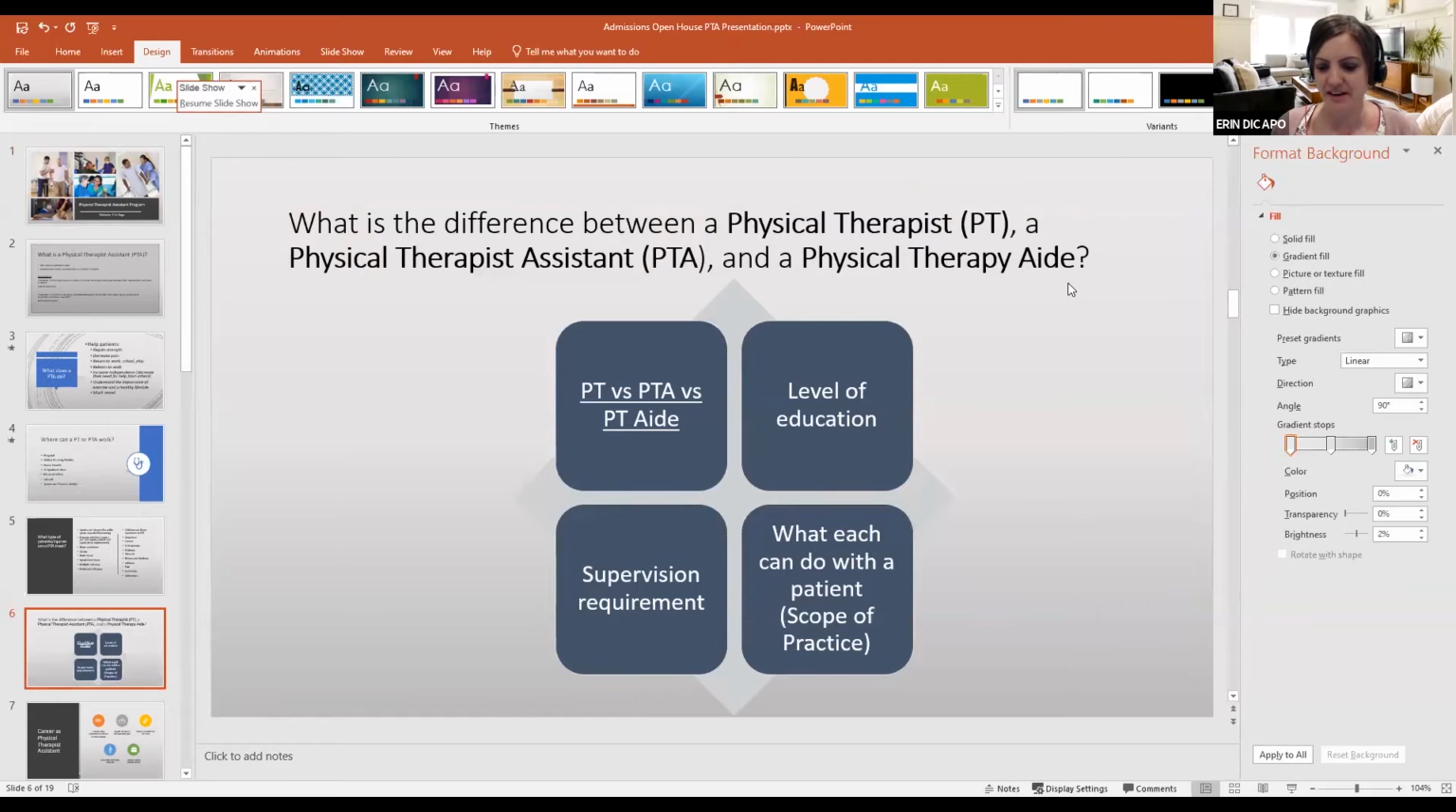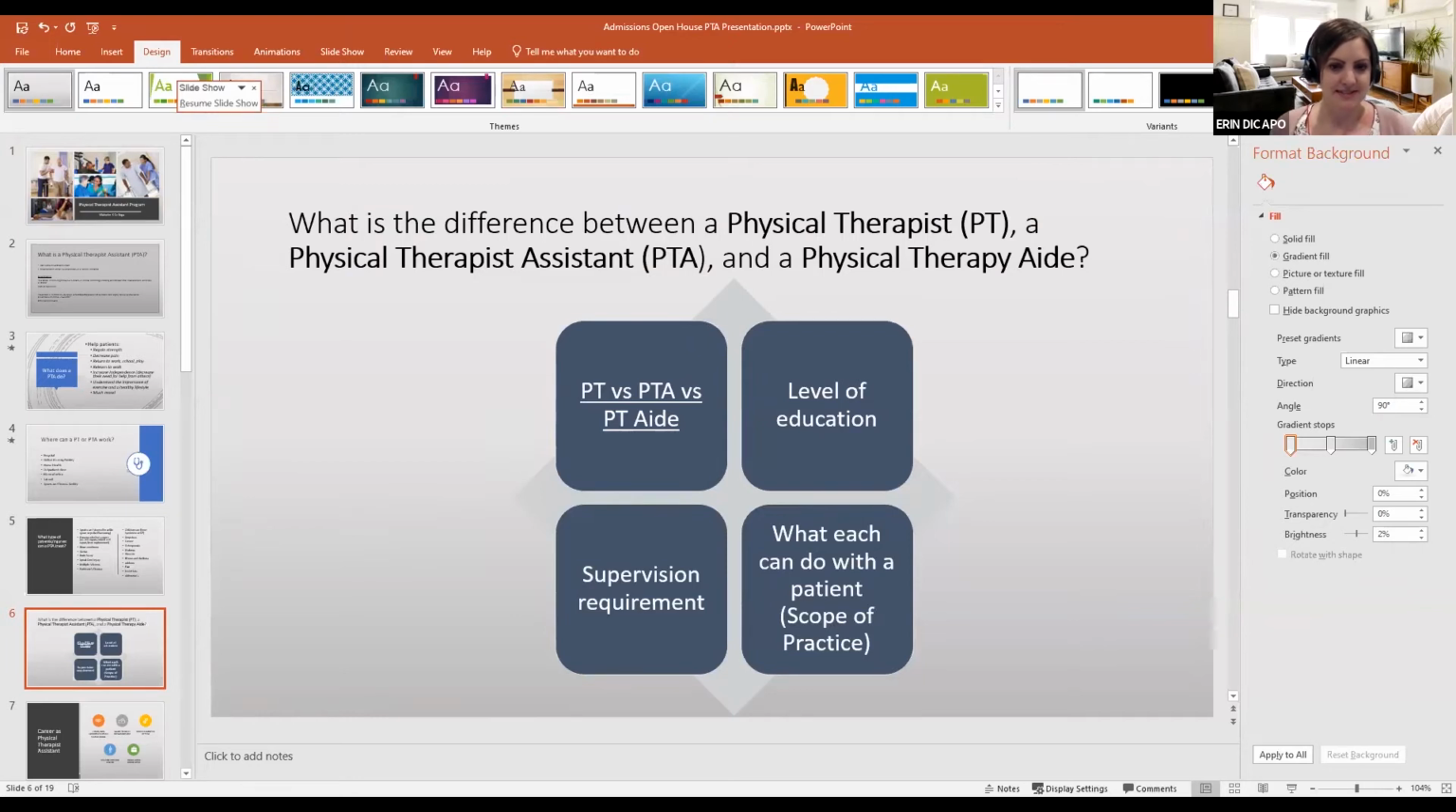Physical therapy aides do not require any formal education. So anyone can apply to an aide position that is open at a facility that provides physical therapy. All the training that you need is provided on the job, and that's really because you're not going to be doing anything that's not directly prescribed by the PT or the PTA.